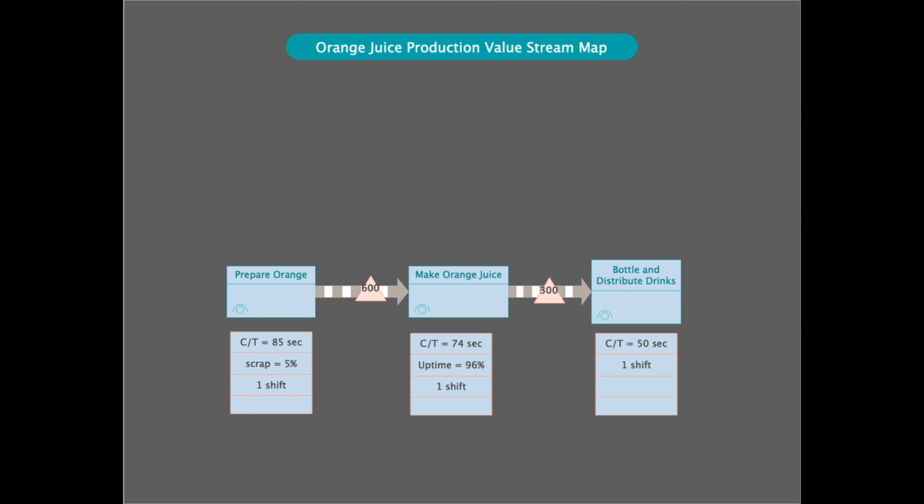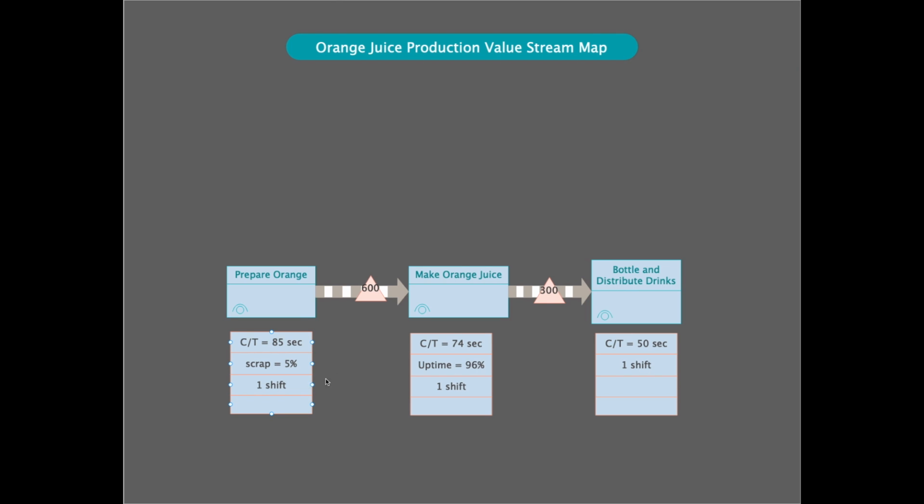The process steps outline all of the steps to basically produce the orange juice, from supply and material to end or finished product. Here's the process. CT stands for cycle time, so this particular step takes 85 seconds. This is the scrap time, the waste, which is 5% that gets thrown out.